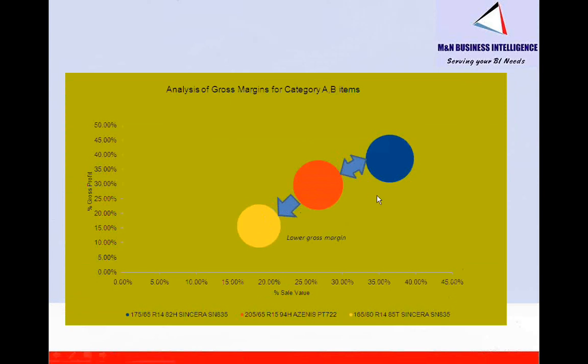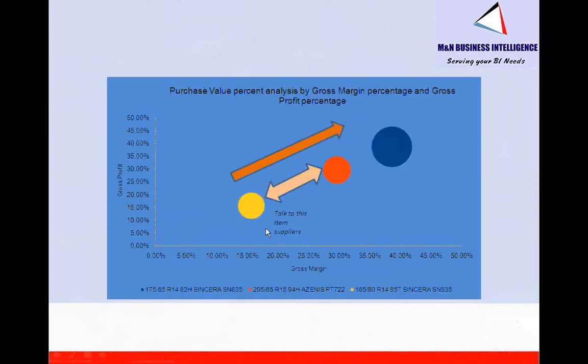Again, if we look at the margins, so the gross profit across these two items, so you have the gross margins as you're going up. This is the gross profit, and this is the percentage sales value. So the gross margins of these two are the same, but here you see the yellow item has actually got a lower gross margin. So that's an indication that there could be a problem.